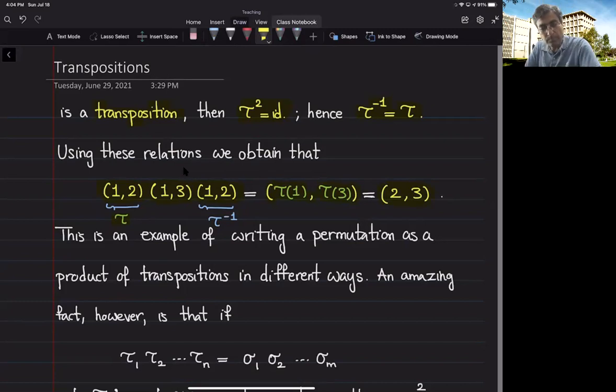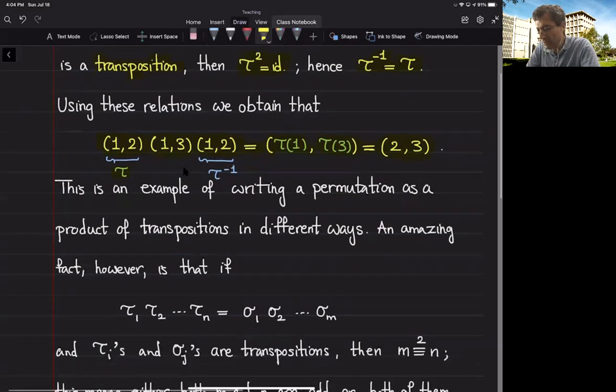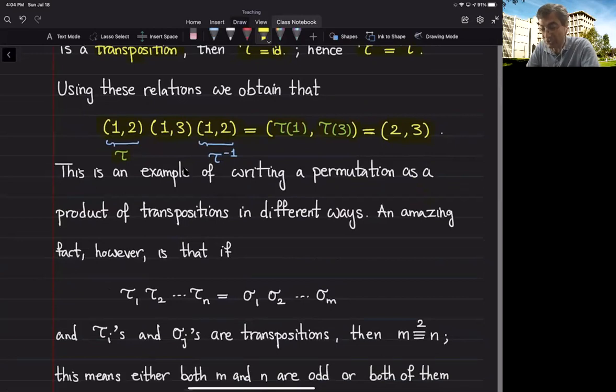Okay, so the amazing thing is, now that we cannot prove uniqueness, we might give up any hope of understanding this product. But the amazing thing is that even though we can write the transpositions in different ways with different numbers, you see here I have only 1 transposition, here I have 3 transpositions.